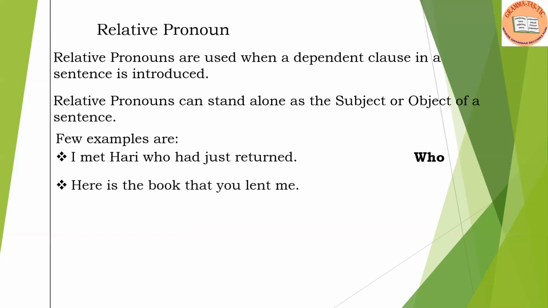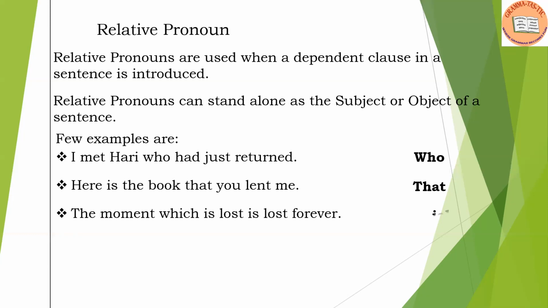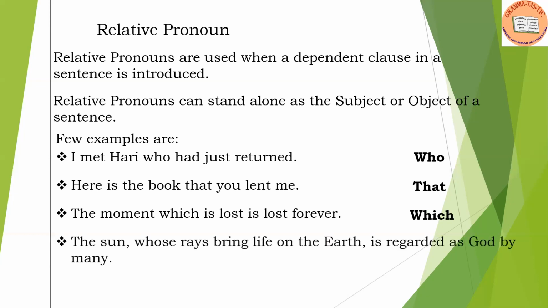Next sentence, here is the book that you lent me. So here that is joining both the sentence. So it's used as a relative pronoun. The moment which is lost forever. Which is again joining and acting as a relative in both the sentences. The sun, whose rays bring life on the earth, is regarded as God by many. Here, whose is the word which is connecting both the sentences. So, these are the relative pronouns.